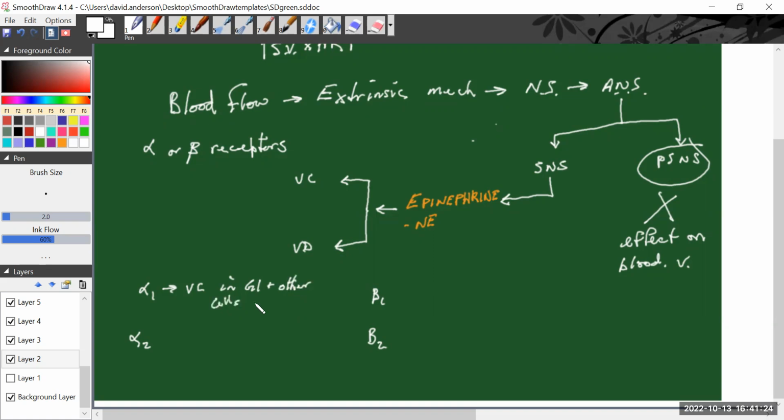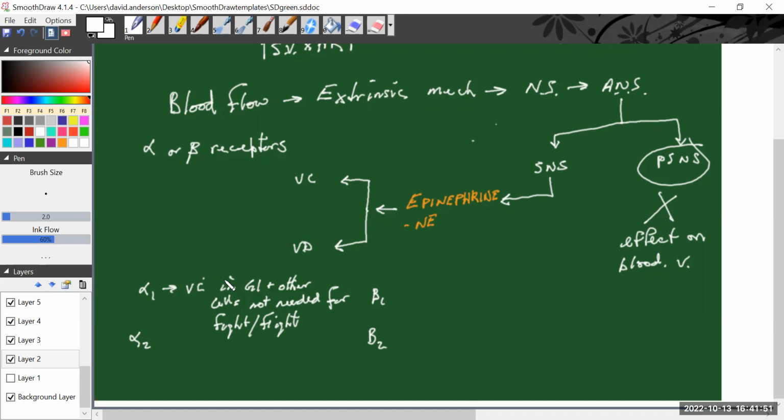and other tissues not needed for fight or flight. So if we get vasoconstriction, we're going to get decreased flow to those tissues. Epinephrine targets the alpha 1s, decreased flow to the gut. We don't need the gut during fight or flight.